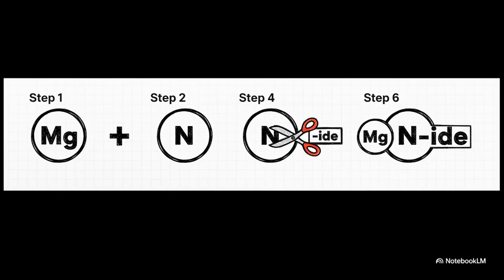Perfect. And naming it, that's even easier. You just take the full name of the metal, no changes, so magnesium. Then you take the nonmetal, in this case nitrogen, you chop off the ending, and you replace it with "ide." So nitrogen becomes nitride. You stick them together, magnesium nitride. See? Simple. No prefixes, no fuss.